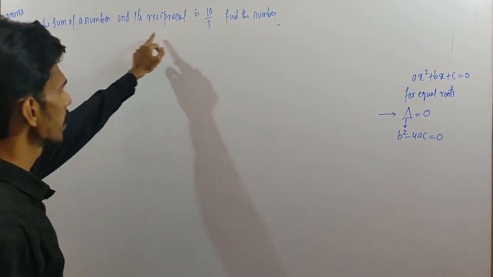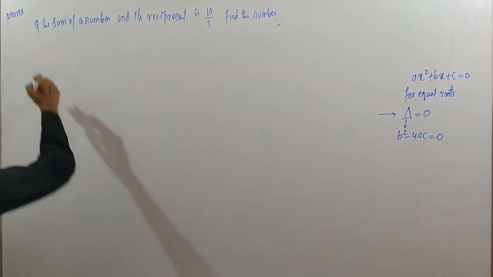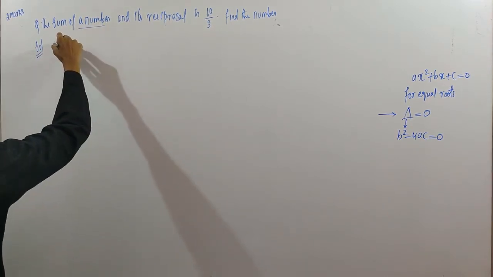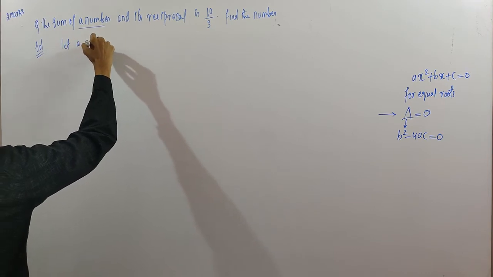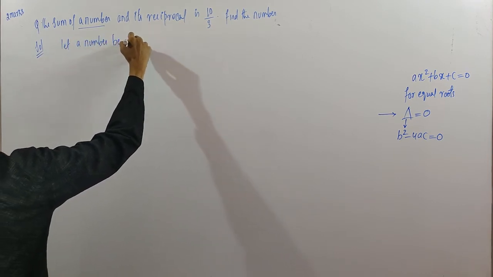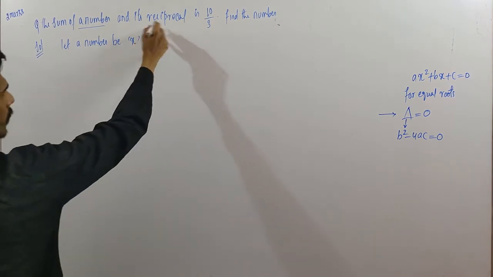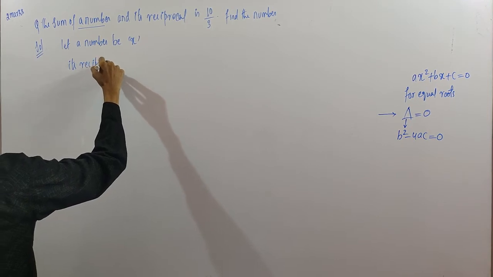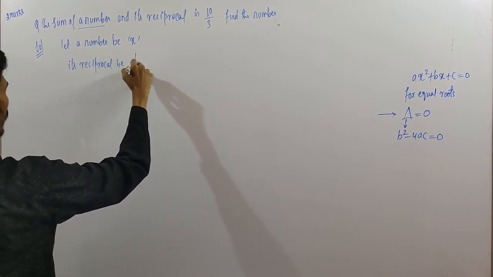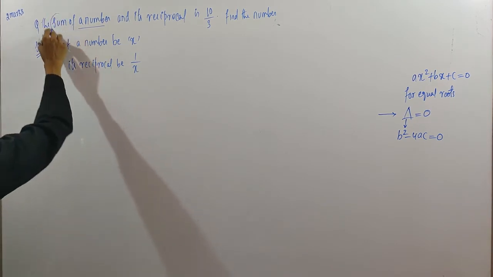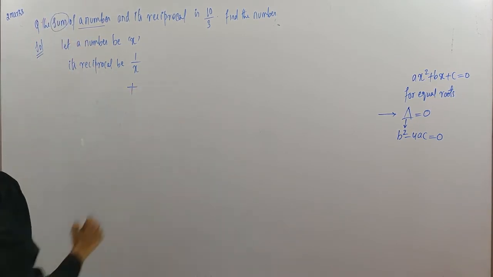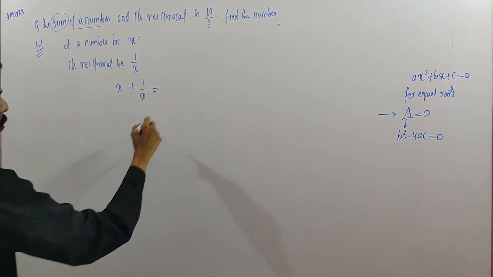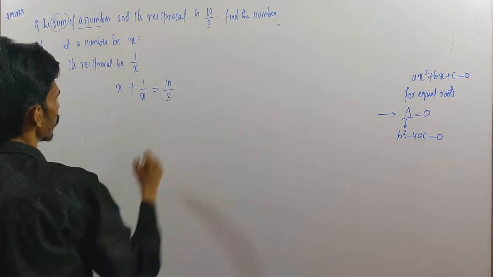The sum of a number and its reciprocal is 10 by 3. Find the number. A number. So let us suppose a number be x. Here we have reciprocal. So its reciprocal be 1 by x. Now given sum. So sum means plus. So sum of these two is equal to 10 by 3.